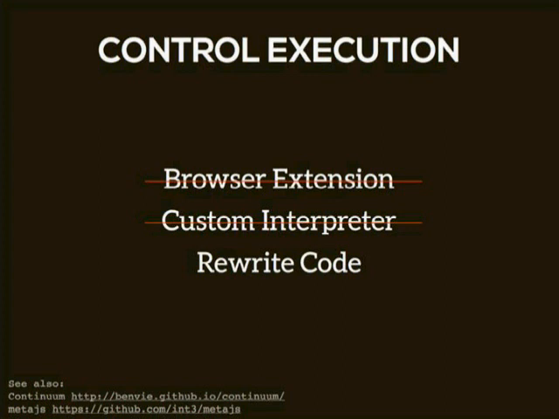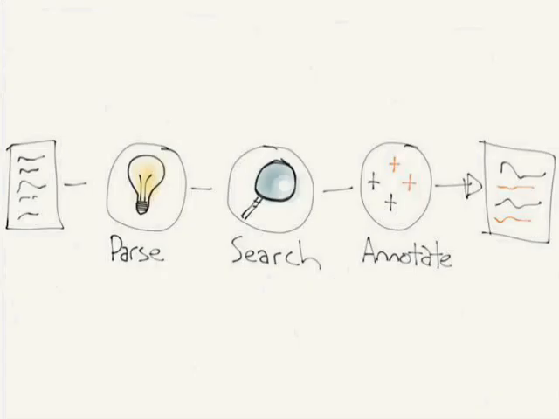What we want to do is take the original code, and we're going to parse that code. And then we want to search through that code, and we want to annotate that code with any sort of changes that we want to add. And then we're going to emit new code that does whatever we want. So the main tool that we're going to use for doing this is called Esprima.